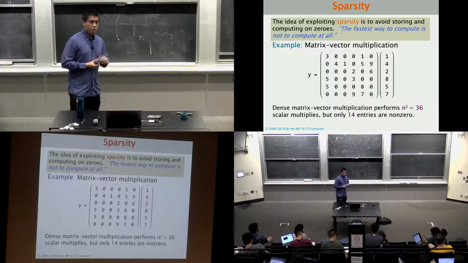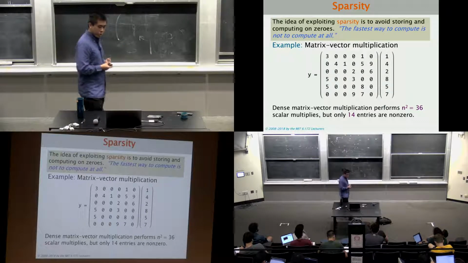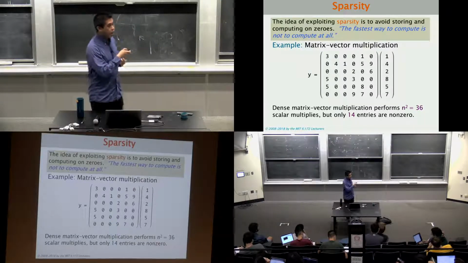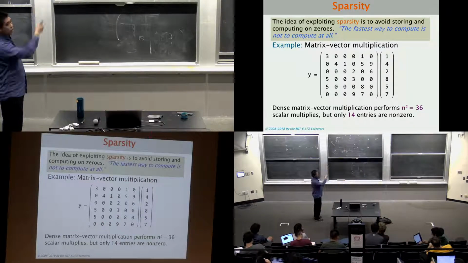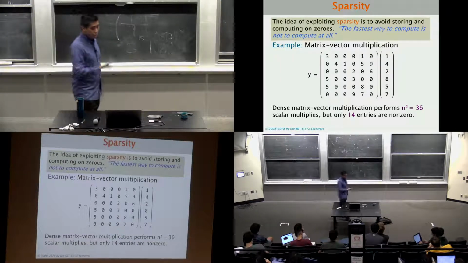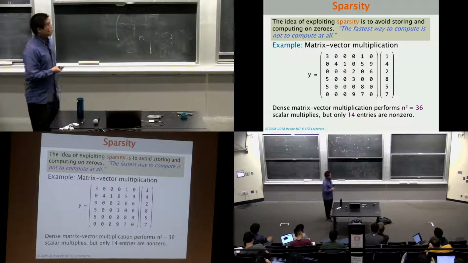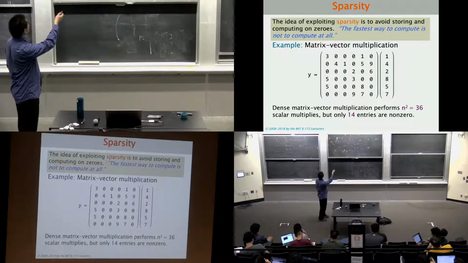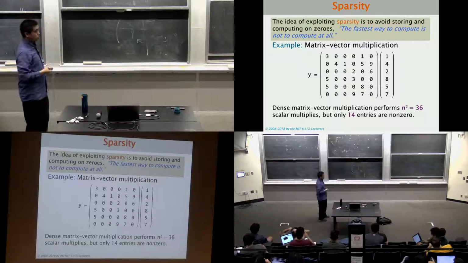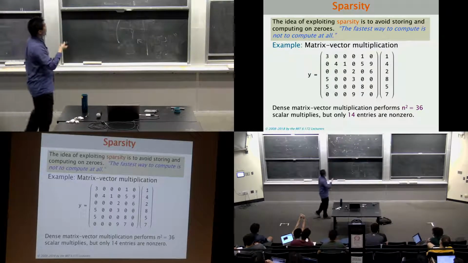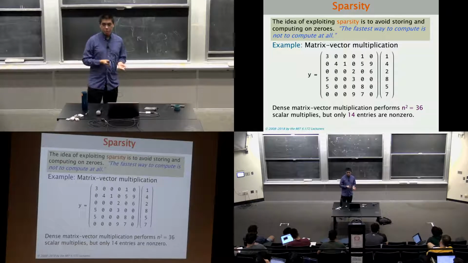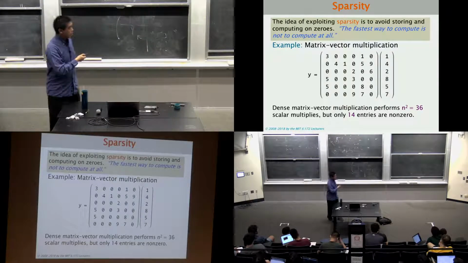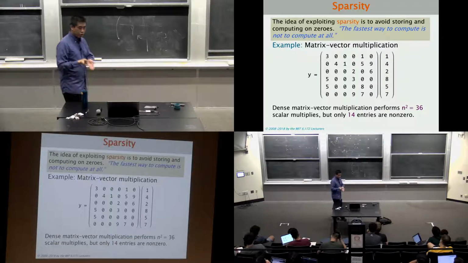So let's look at an example. This is matrix vector multiplication. So we want to multiply an n by n matrix by an n by 1 vector. We can do dense matrix vector multiplication by just doing a dot product of each row in the matrix with the column vector. And then that will give us the output vector. But if you do dense matrix vector multiplication, that's going to perform n squared, or 36 in this example, scalar multiplies. But it turns out only 14 of these entries in this matrix are non-zero. So you just wasted work doing the multiplication on the 0 elements, because you know that 0 times any other element is just 0.